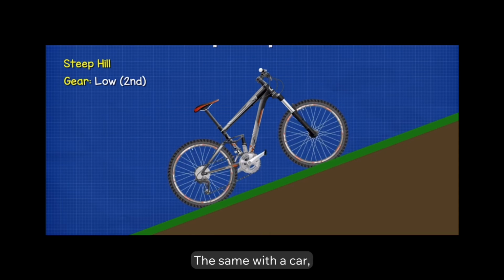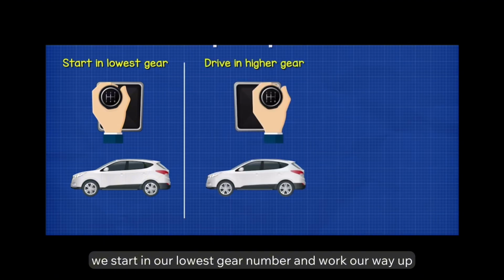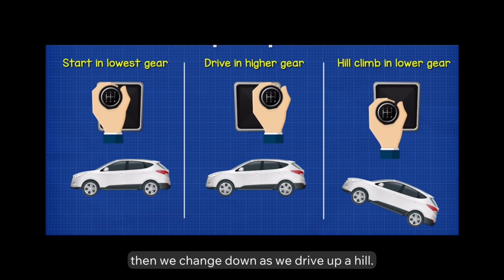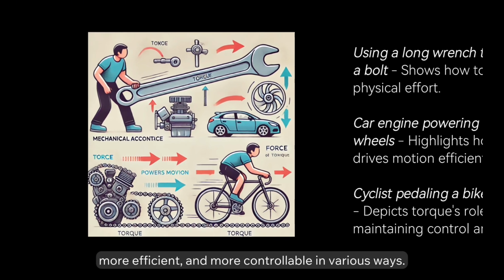The same with a car. We start in our lowest gear and work our way up as the vehicle increases in speed. Then we change down as we drive up a hill. Torque makes our everyday life easier, more efficient, and more controllable in various ways.